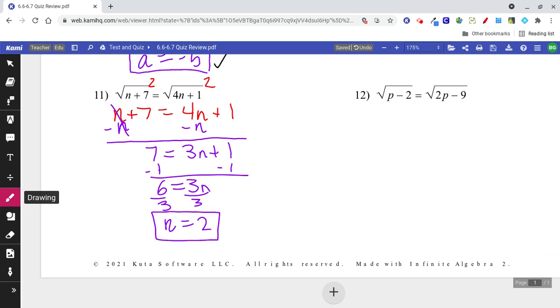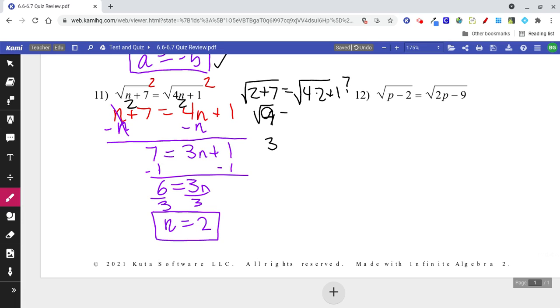So we think that's the answer, but we need to check just to make sure. Sometimes they don't work. So you're going to plug in a 2 right there and there. Feel free to do this in your head if you want, or skip steps if you want. I've got square root of 2 plus 7 equals square root of 4 times 2 plus 1, question mark, because we don't know. That's square root of 9, which is 3. And that's square root of 8 plus 1, that's square root of 9, which is also 3. So that checks out. That means our answer is right, and it works.